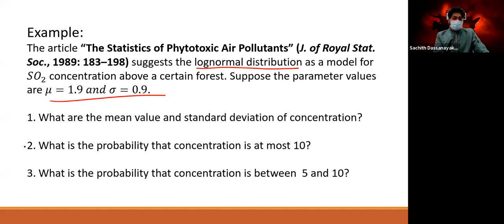Let's take this. This is the important one. What is the probability that concentration is at most 10, which means X, right? Here X means our log normal distributed variable. At most means less than or equal to 10, right? So we have to find this. To do this, what do you have to do?